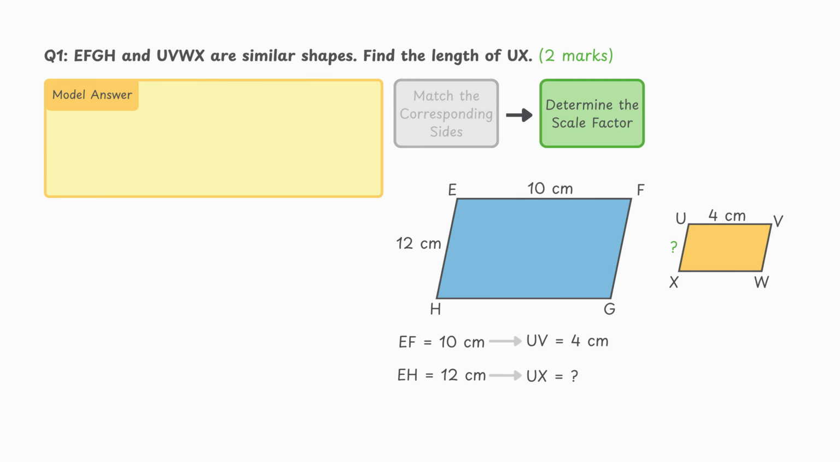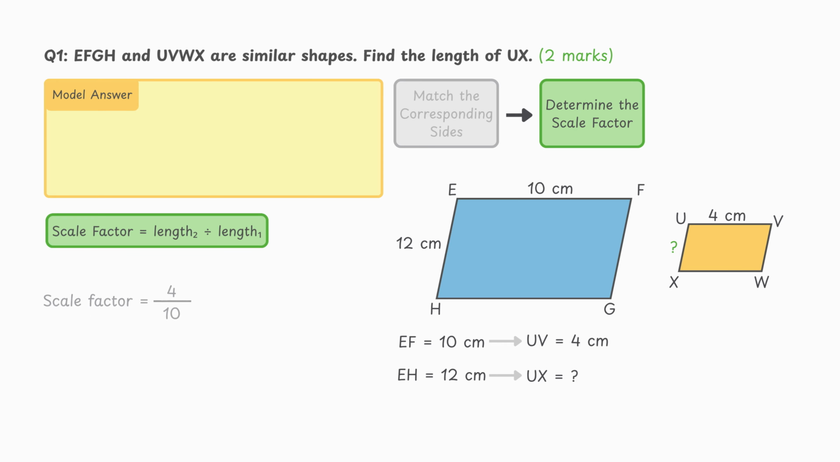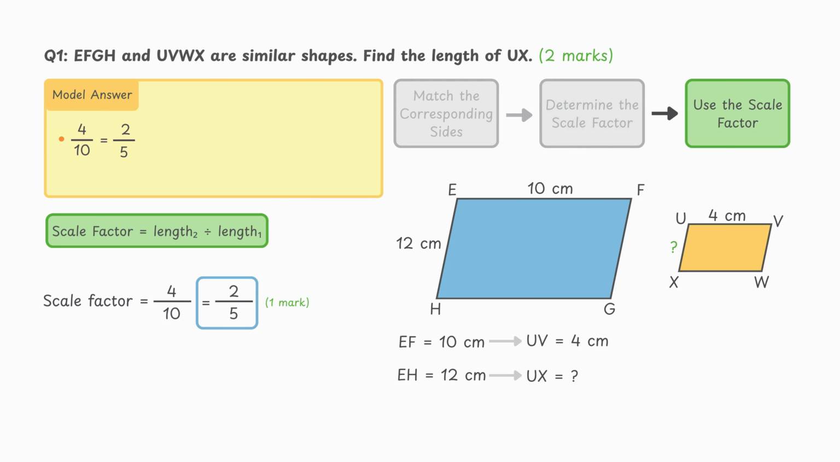Next, we determine the scale factor. To find the scale factor from the large shape to the small shape, we use the formula: divide the small length by the large length. So we calculate 4 divided by 10, which simplifies to 2/5. This means every side of the large shape is multiplied by 2/5 to get the matching side on the smaller shape. Now we use the scale factor to find the missing length.